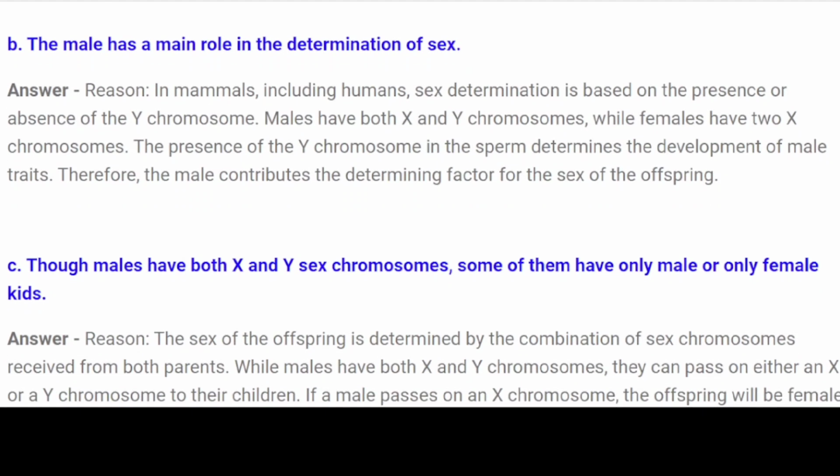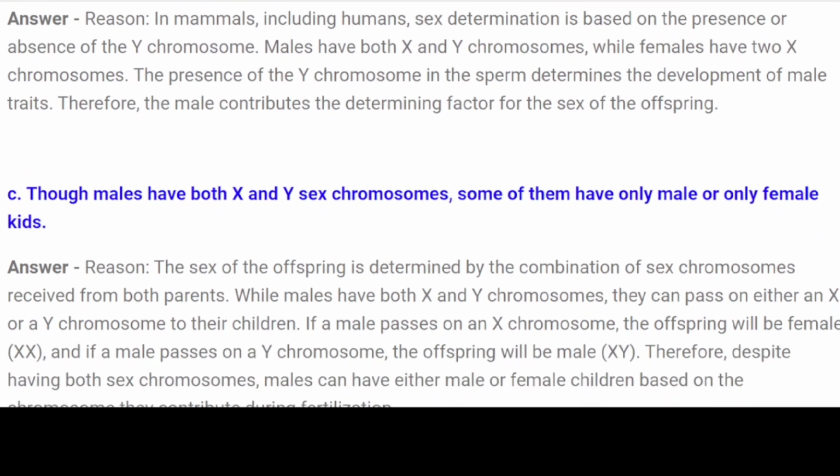B. The male has a main role in the determination of sex. Answer. Reason. In mammals, including humans, sex determination is based on the presence or absence of the Y chromosome. Males have both X and Y chromosomes, while females have two X chromosomes. The presence of the Y chromosome in the sperm determines the development of male traits. Therefore, the male contributes the determining factor for the sex of the offspring.